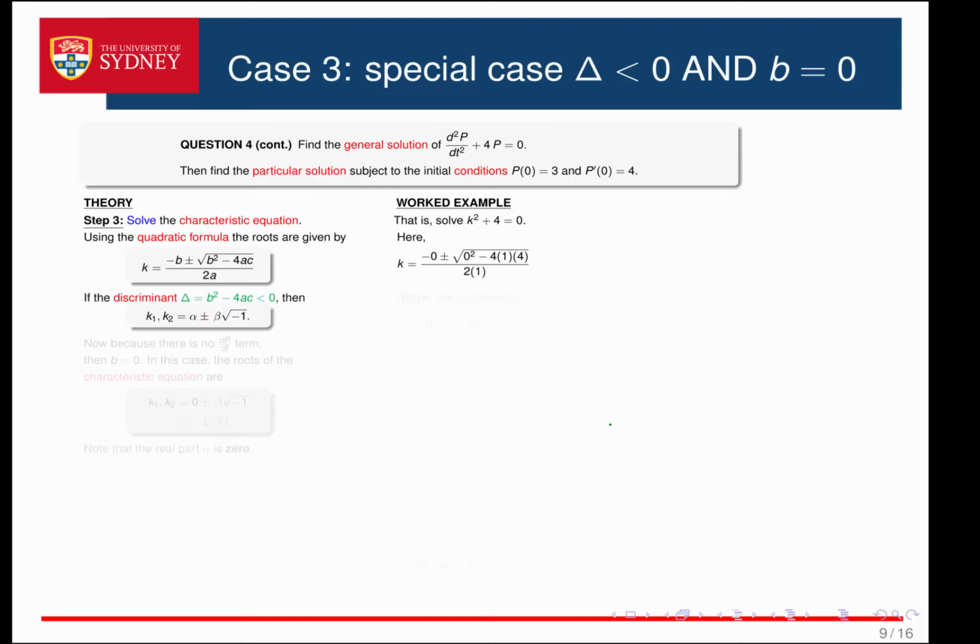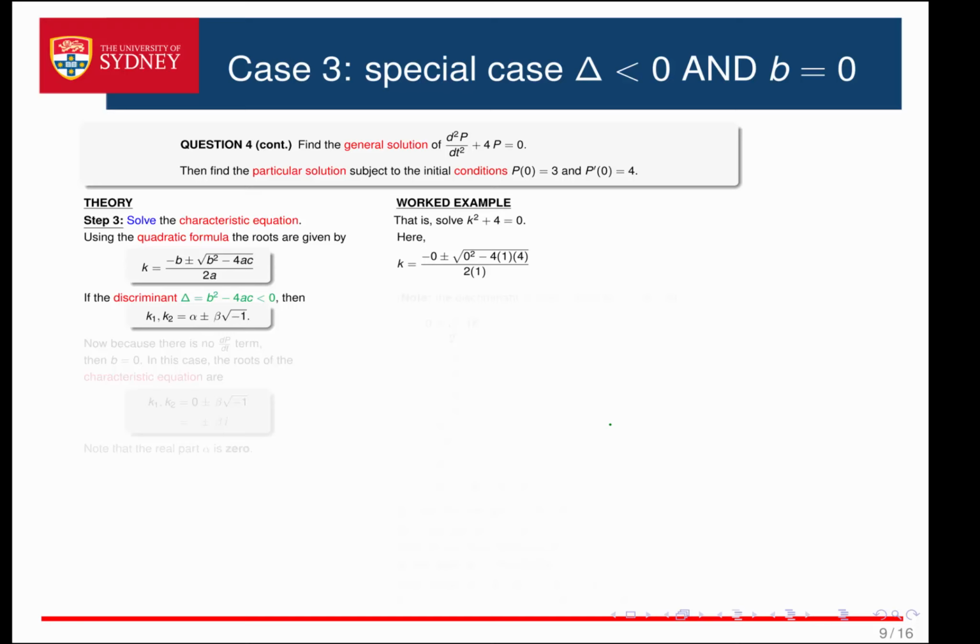If the discriminant is negative, then as in the previous example, we will get two complex roots, and thus case 3. Recall that in case 3, the complex roots can be written as the real part alpha plus or minus the imaginary part beta times the square root of minus 1. However, the crucial difference here is when the dp/dt term is missing, then b will be 0. This means that when the dp/dt term is missing, and so b is equal to 0, then the real part of the complex roots will always turn out to be 0. Thus here, the complex roots k1 and k2 are just plus or minus beta i.